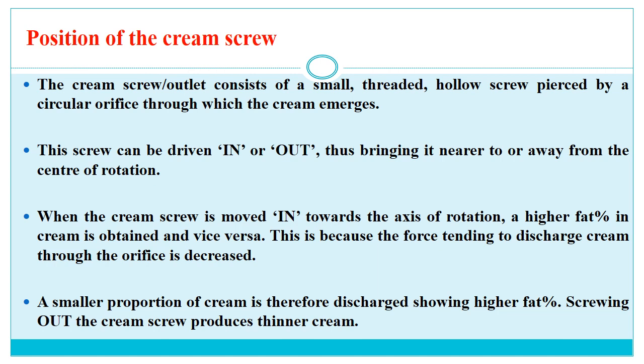Screwing out the cream screw produces thinner cream. When the screw is taken outward, then the cream will be thinner, or the fat percent in the cream will be less.